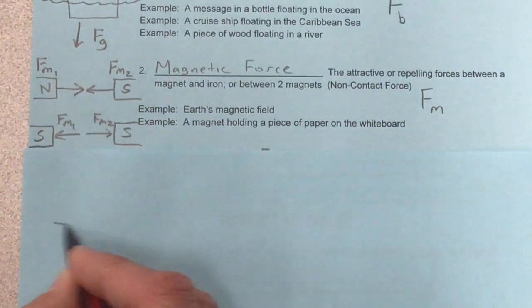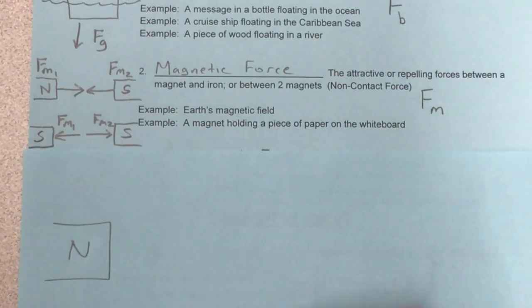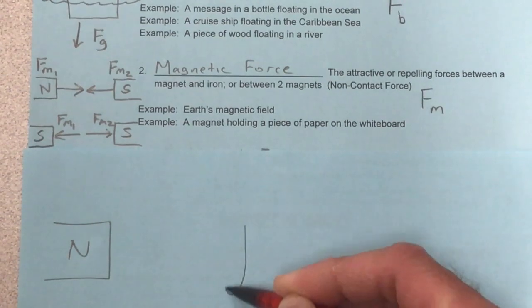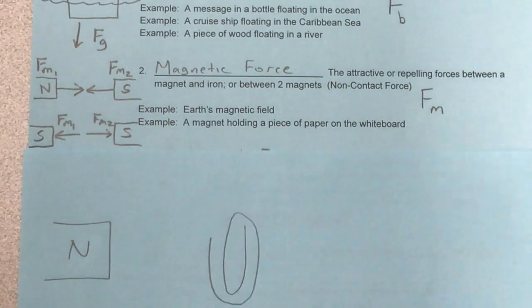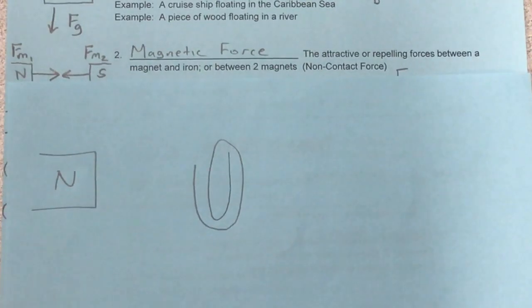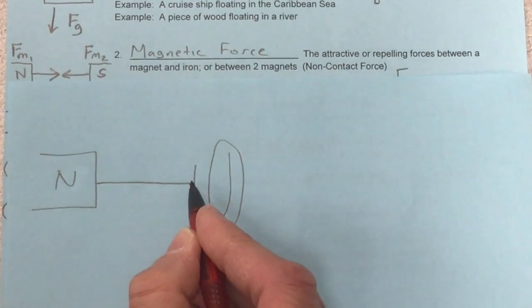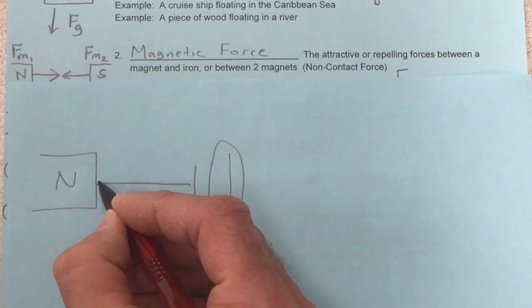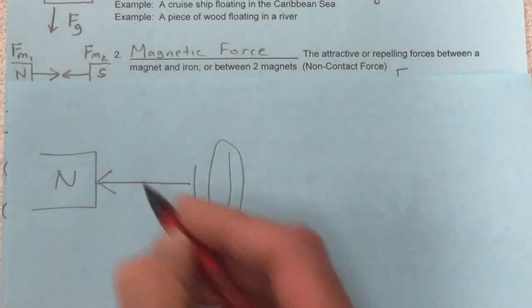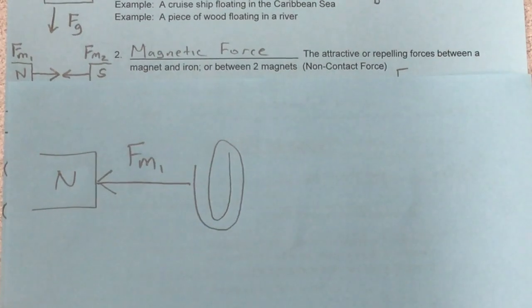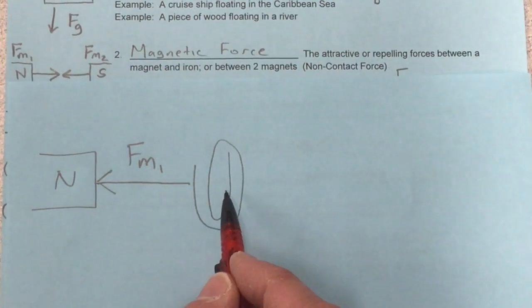If we're dealing with a magnet and some other metal object, such as maybe a paperclip, for example, then the force would be causing the paperclip to go towards the magnet, which means it's being attracted. So this would only be F sub m sub 1, or the force of the magnet. We really don't even need the 1 there because there's only one force. The paperclip does not have a magnetic force at all.